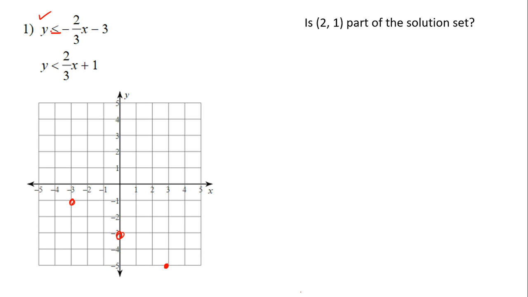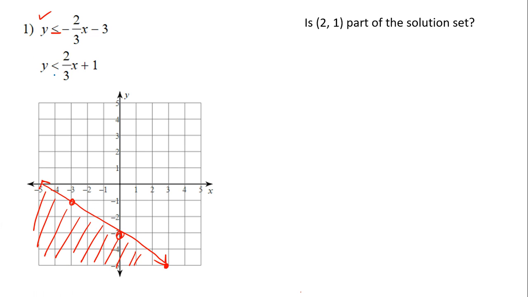Our points on the line are included, so we're going to have a solid line. And it says y is less than, so our solution is to shade the lower half. So all of these ordered pairs are part of the solution for our first inequality.